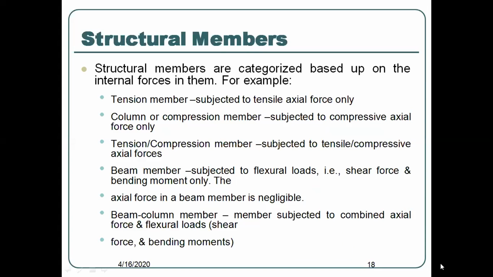Like structural steel members, we have tension members, compression members, beam members, axial members. So each and every individual one, you can go through what exactly the tension member is and what kind of forces the tension members have. And columns, tension and compression members, and beam members.